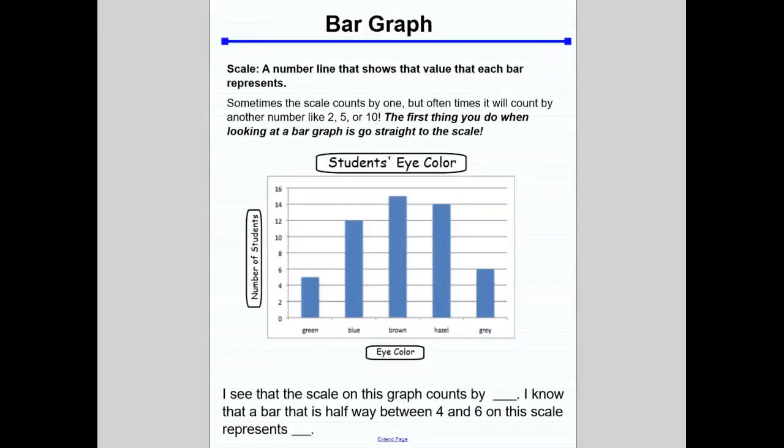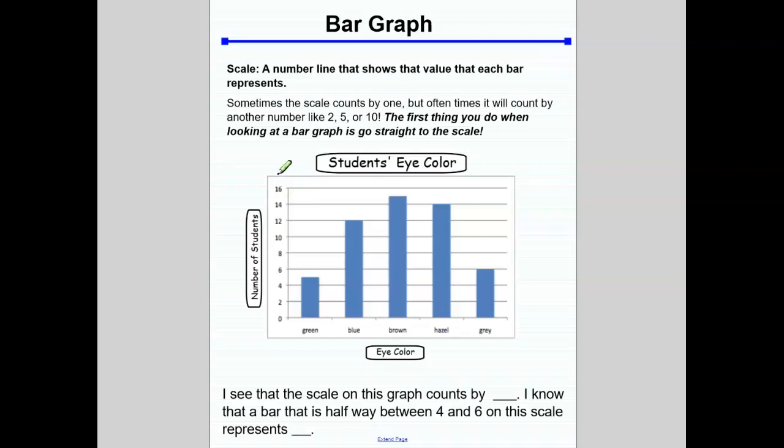Okay, so now let's really dive in and try to understand how to interpret bar graphs. Just like how in a picture graph, you always go to that key first, in a bar graph, you always want to go to the scale first, boys and girls. The scale is just a number line that shows the value that each bar represents.